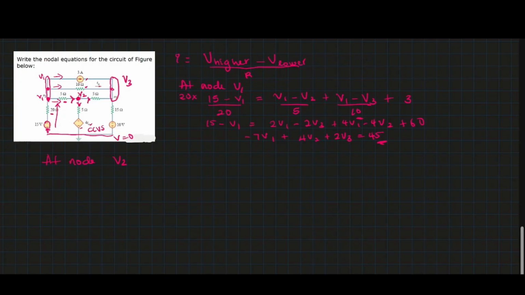It's just you have to calculate everything properly. But this is what I choose to do. So in this case, the current entry is going to be what? V1 minus V2 over 5 equals to, what's the current exiting? Let's first start with the easier one. V2 minus V3 over 5. That's for this 5 ohms here.